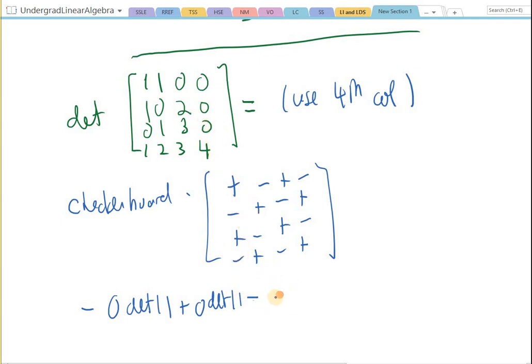And this term here gives me minus 0 times the determinant of something. And then this last term here gives me plus 4 times the determinant. Now, this is the determinant of what? This is going to be the determinant of the 3 by 3 obtained by crossing out this and this. So that's going to be 1, 1, 0, 1, 0, 2, 0, 1, 3.